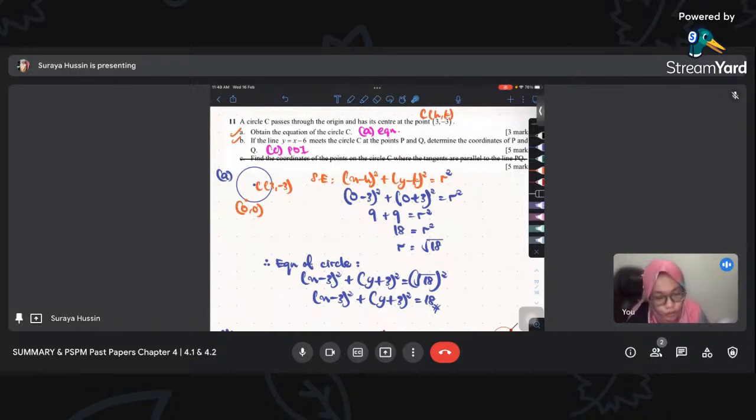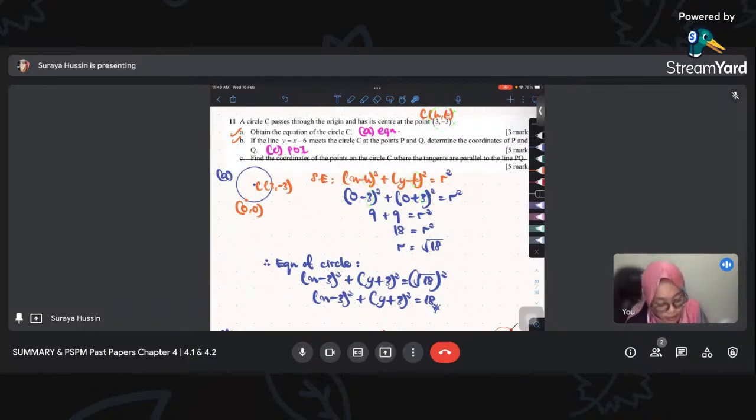Okay, let's just go on to question 11. So question 11 we have here is a circle C. Okay, thank you Akila and Marnie. Okay, circle C passes through the origin and has its center at the point given. So this one is your center. So your center is good. You already got them. Daripada soalan ni you dah ada center.